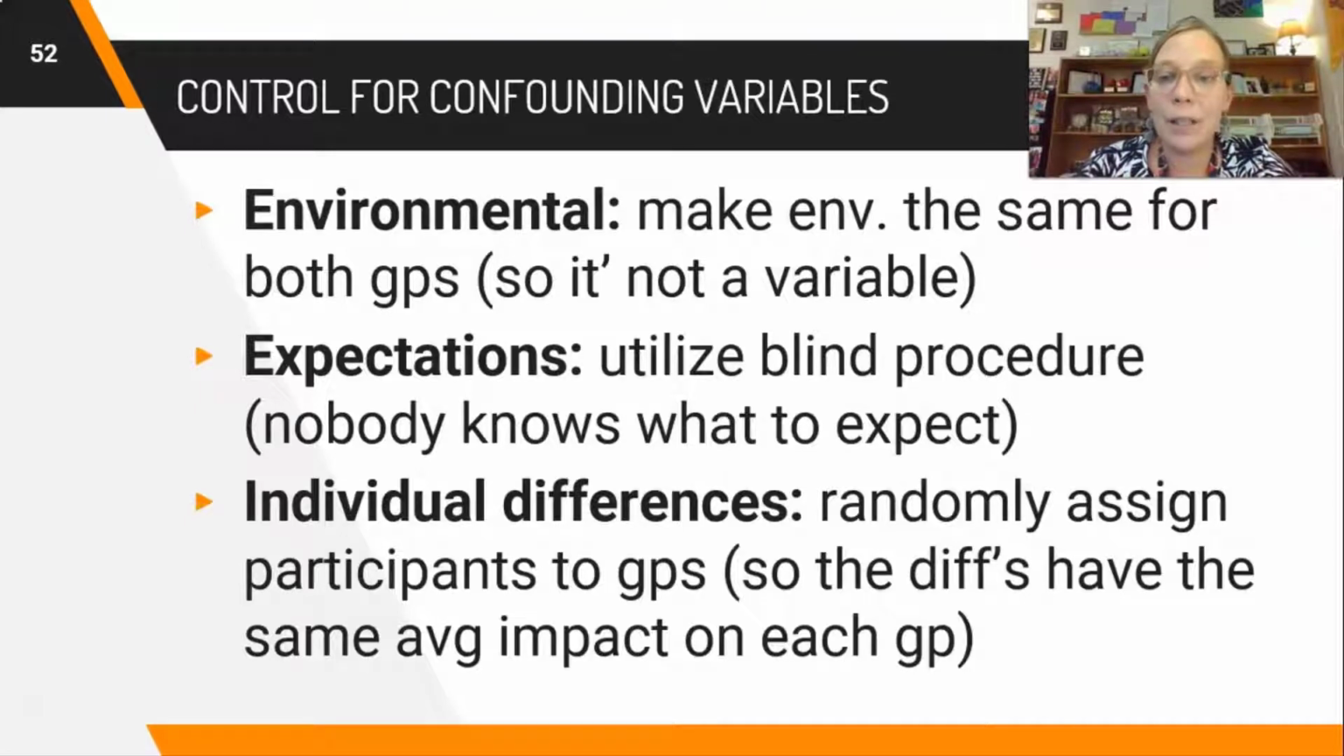Same thing with expectations. Maybe one group was expecting to do better on the test than the other because maybe I talked them up before. Okay, so in this case, you would want to use what we call a blind procedure. This means that they don't know what is being studied. They don't know what the experiment is. They don't know that it has anything to do with the cookie. Okay, so nobody knows what to expect. That eliminates expectations and the influence they can have on the way they perform on the test.